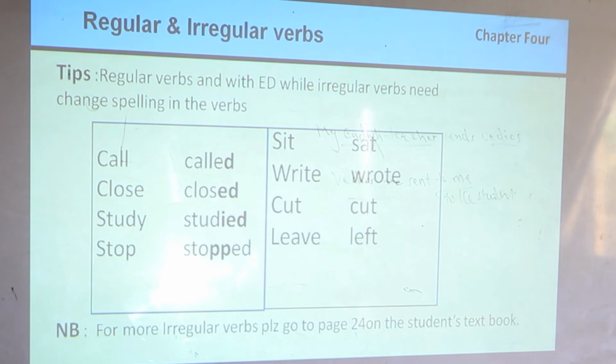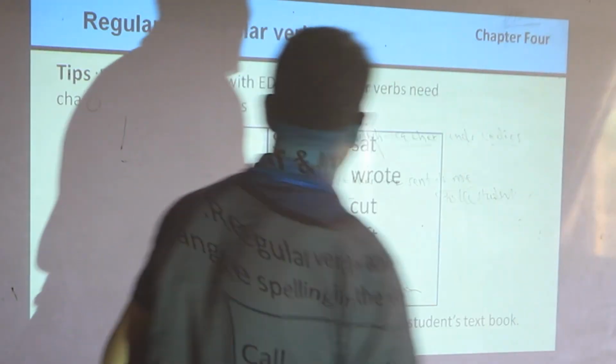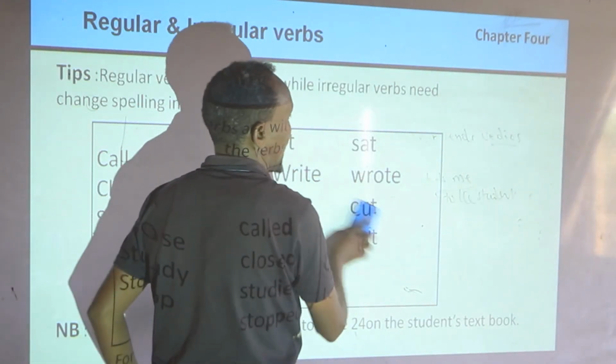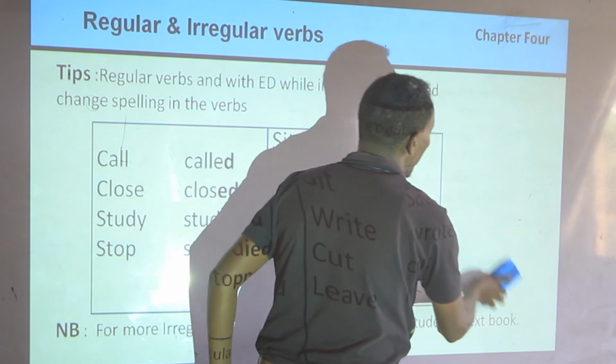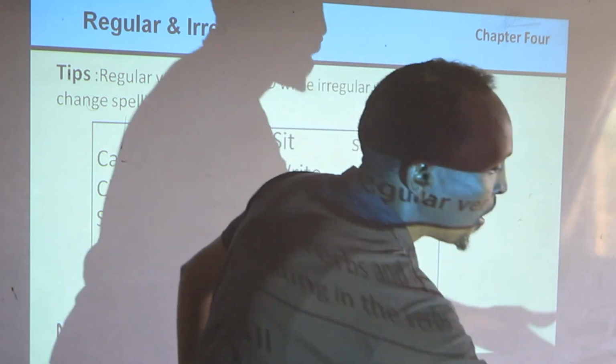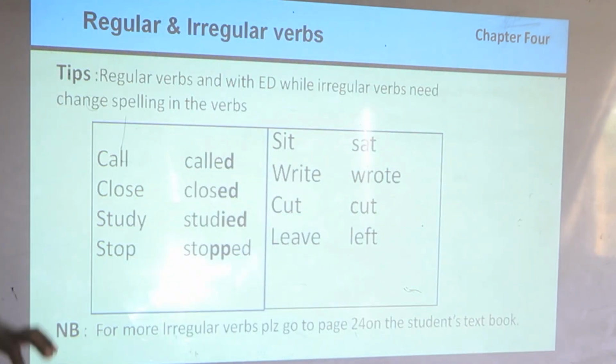Now, in the same lesson, in the same chapter 4, we have regular and irregular verbs. Because when you want to talk about the passive voice, when you want to leave out the doer of the action, the subject, we need past forms, because the verb automatically changes.